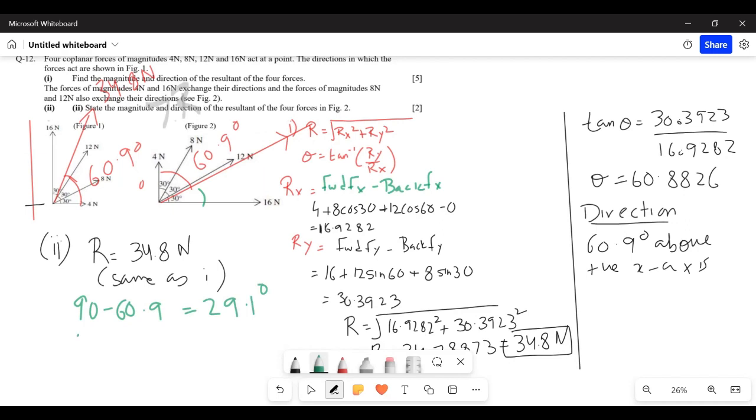And in which direction? Above positive x-axis. Actually, there is no positive x-axis in this. These are not x and y axes. I have written it wrong. I should have written 29.1 degrees above the 16 Newton force. And also in this first part, fix that please. 60.9 degrees above the 4 Newton force. Because there's no x and y axis in the question.